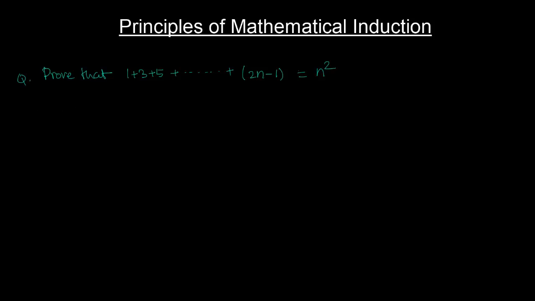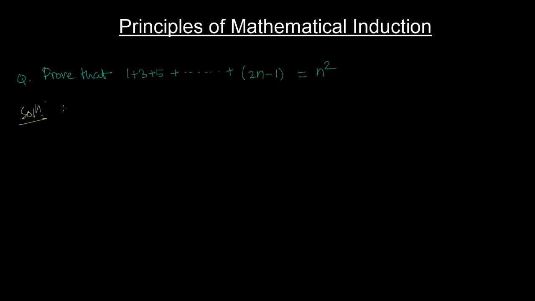So what we do here is we have to prove that 1 plus 3 plus 5 up to 2n minus 1. If you see it closely, it is actually the sum of... What it is trying to say is that the sum of the first n natural numbers is equal to n squared. Correct? We know this result to be true, but how do I show it by the principle of mathematical induction?